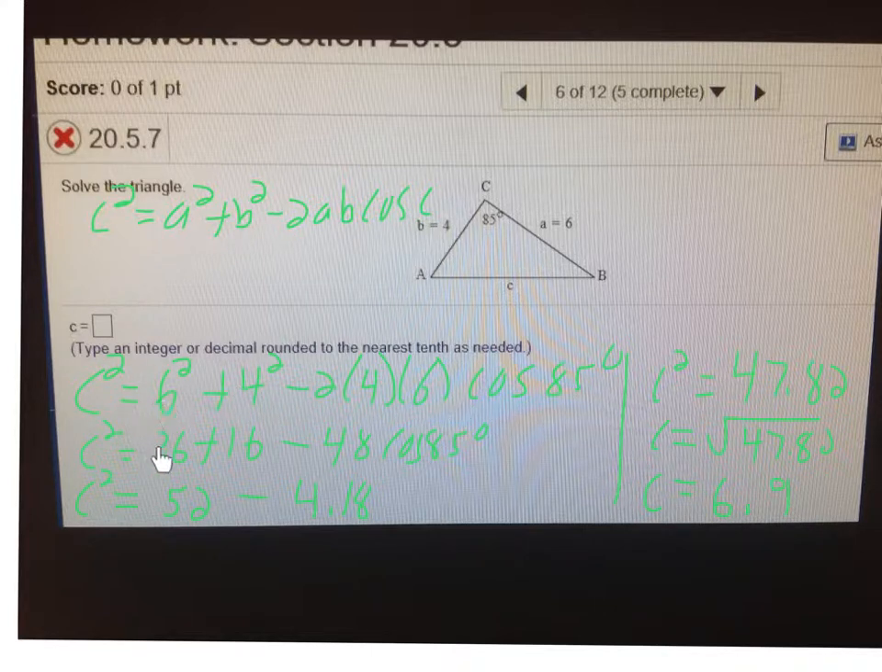So then 6 squared is 36, 4 squared is 16. That sums to 52. 2 times 4 is 8, times 6 is 48. And I put this in the calculator. On my particular one, I typed the cosine 85 times 48, and I come out with 4.18. I subtract, and I get 47.82. Take the square root of it, and I have an answer of 6.9.